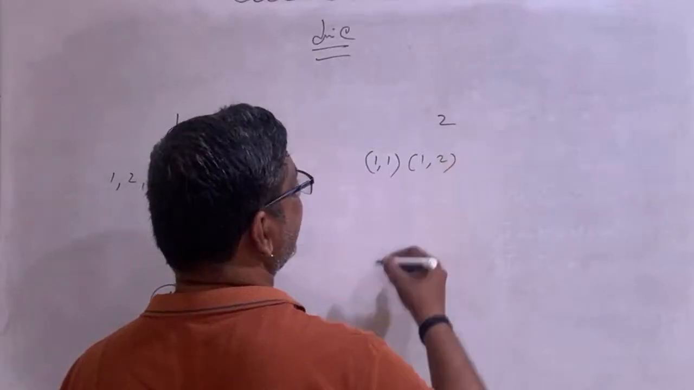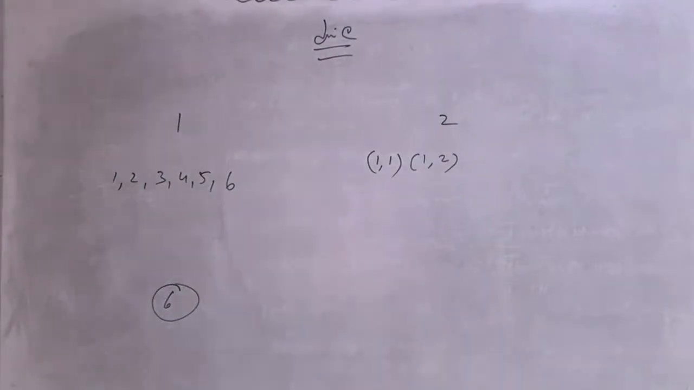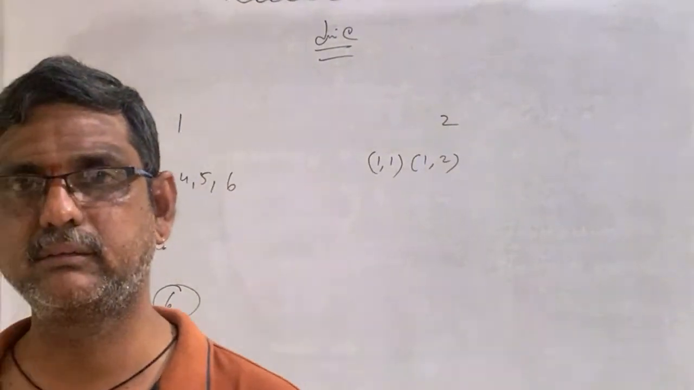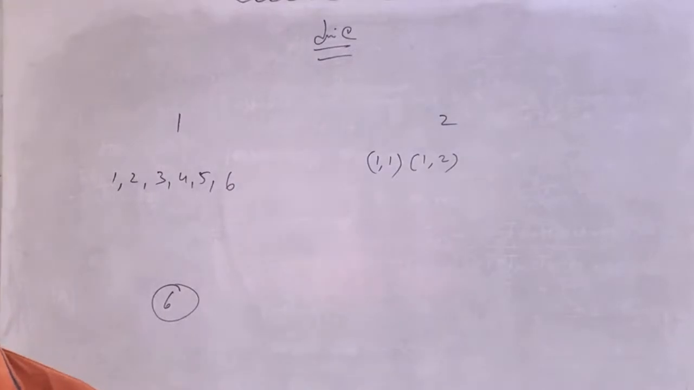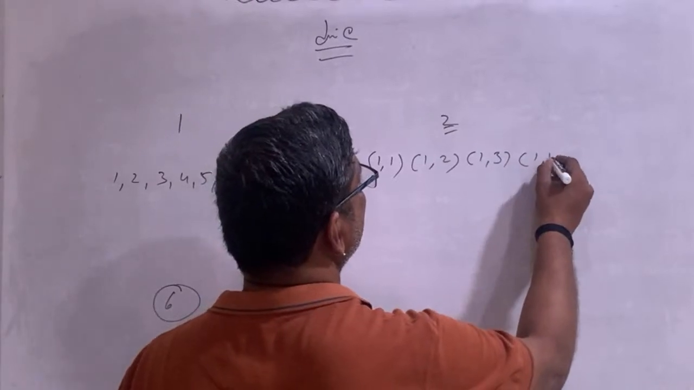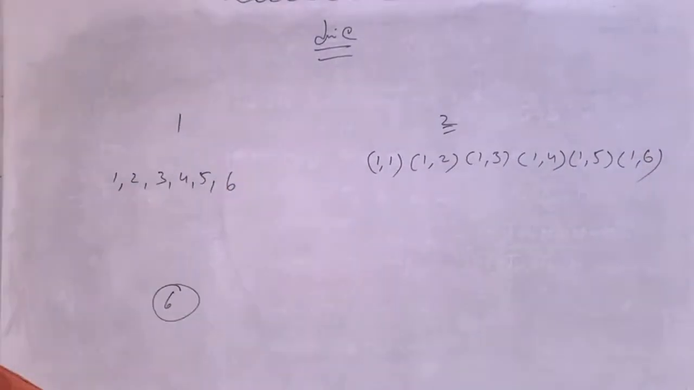One on the first die, but 2 on the second die, we make it like that, na? Am I audible now? 1 on first die, 1 on second die. And 1 on first die, 2 on second die. 1 on first die, 3 on second. 1 on first die, 4 on second. 1 comma 5, 1 comma 6. I think we make it like that. Is that right?